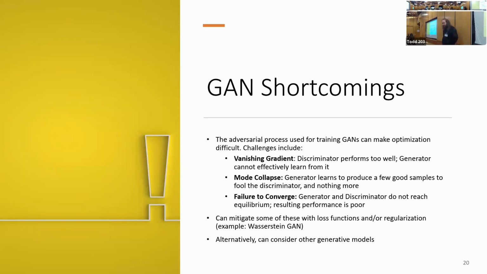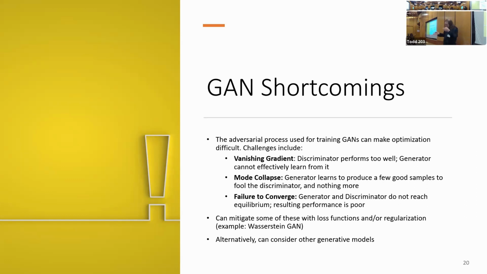And finally, there's failure to converge. There's no equilibrium reached between generator and discriminator, and so we just don't get good performance from either. Some of these problems we're able to fix using customized loss functions. Mode collapse has been effectively fixed with the Wasserstein GAN, which is a GAN trained with a custom loss function, the Earth Mover's distance I believe, also known as the Wasserstein loss.